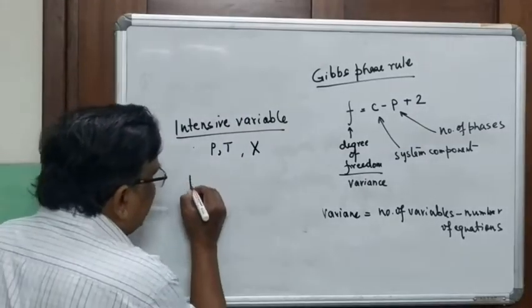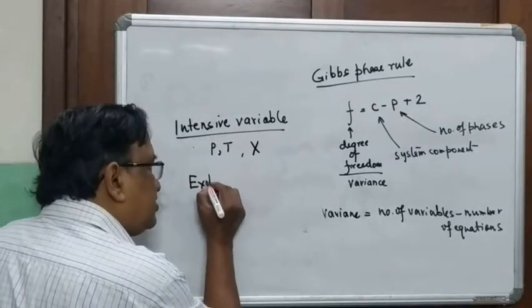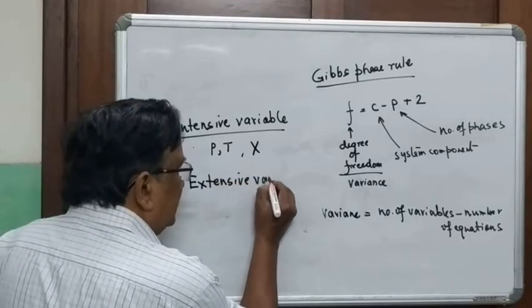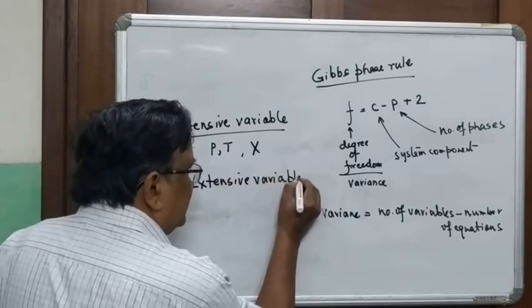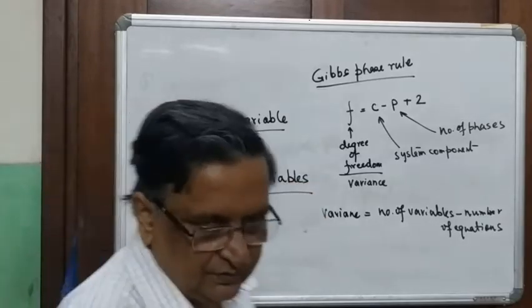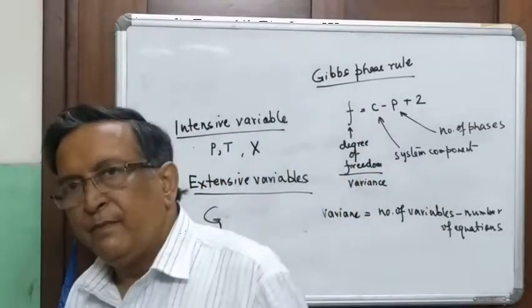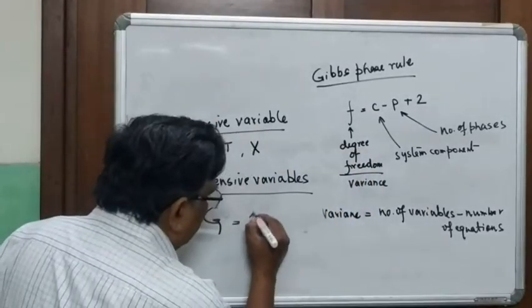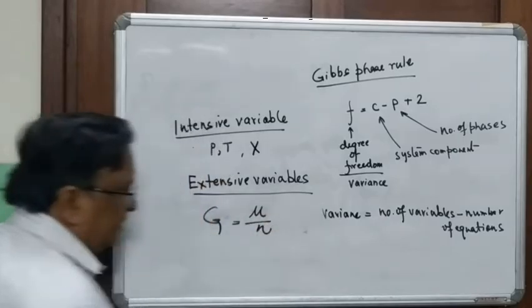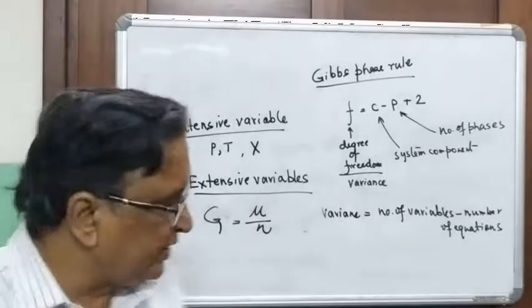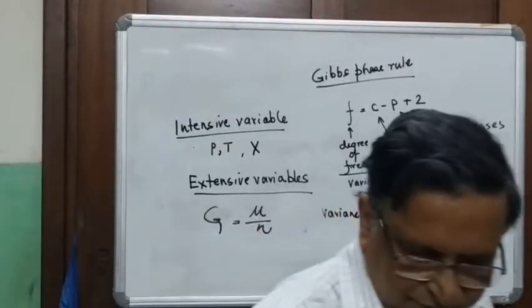And what are extensive variables? These are just the opposite. Say, for example, Gibbs free energy. Remember Gibbs free energy. If you remember, G is equal to mu by N. What is mu? It's called the chemical potential. Oh, sorry, I have written it the wrong way.